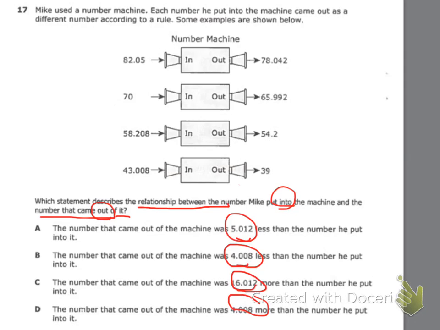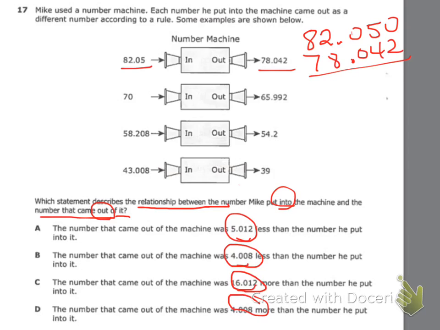So I'm going to start by looking at these two numbers right here, and I'm going to see how far apart they are. And I'm going to do that by doing a subtraction problem. Looks like these two are 4.008. I know that's one of the answer choices. Now I'm not going to assume that that's the correct answer until I've checked all of them.